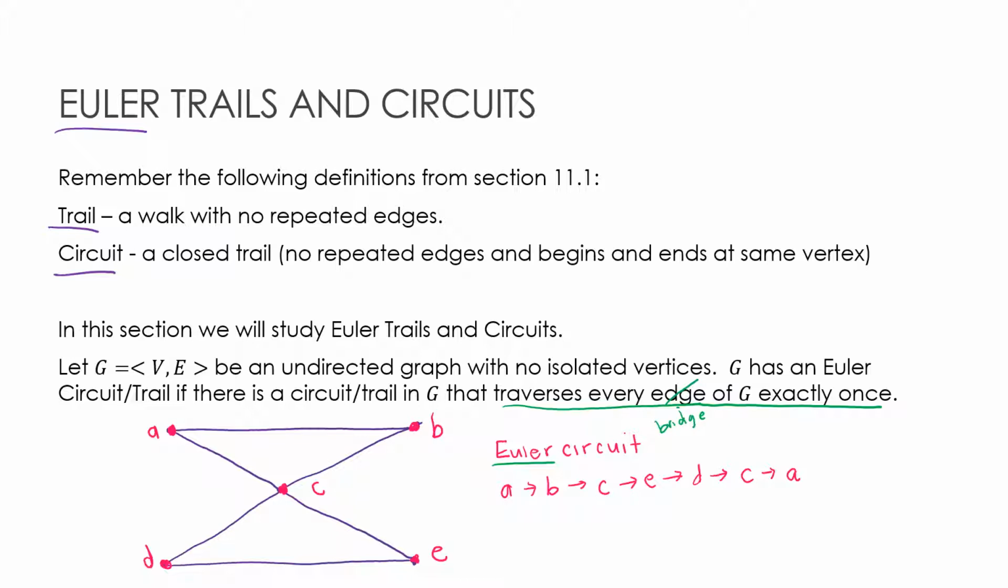So for instance, if I'm looking at this particular graph, I could go from A to B to C to E to D to C to A. Now, does it matter that I visited C more than once? No, because we're talking about edges. Did I repeat an edge? No. So this, in fact, would be an Euler circuit. Circuit because I began and ended at A.